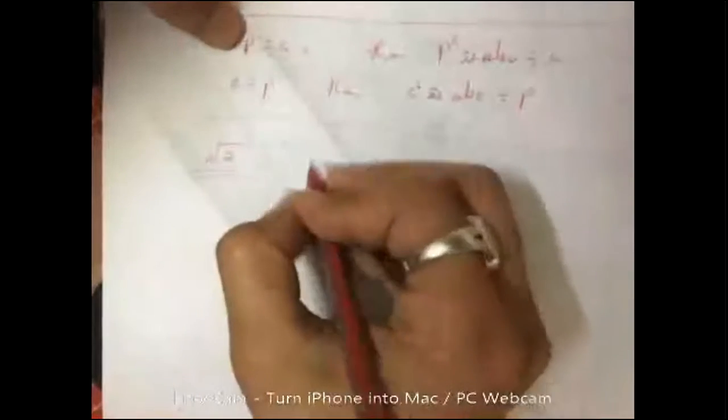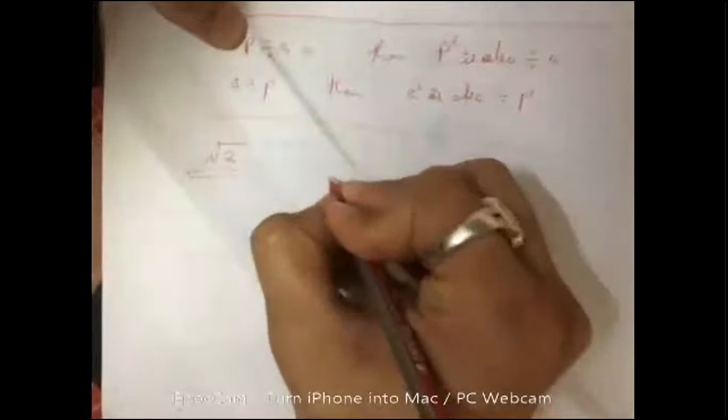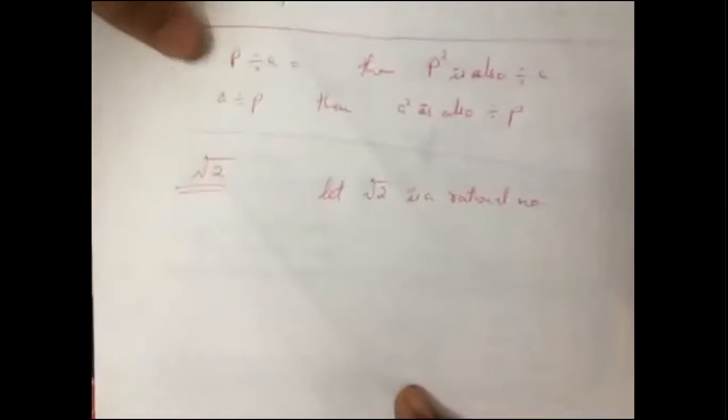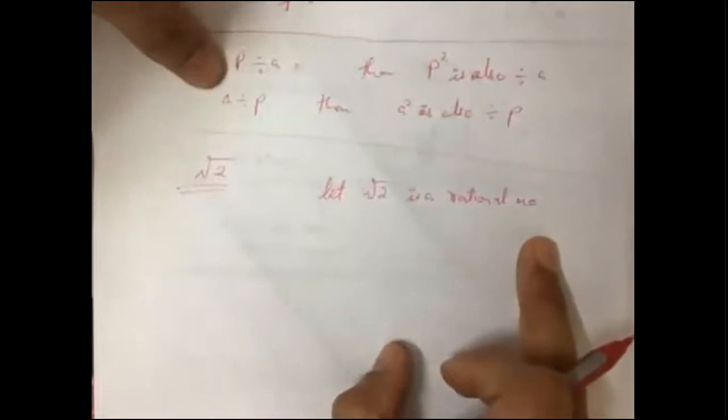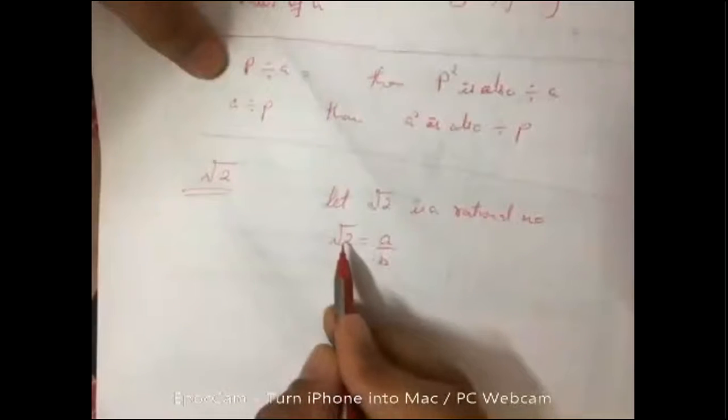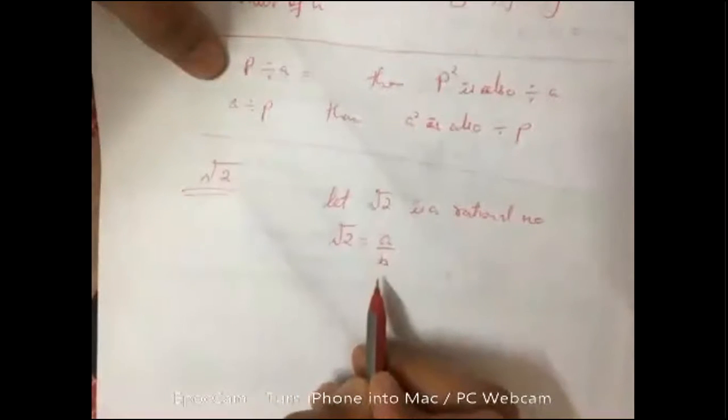First step, let under root 2 be a rational number. Vasu, please close your video. Otherwise, I have it again. First step is let under root 2 be a rational number. Then under root 2 will be equal to a by b. We have to write it, either you can write p by q or a by b, whatever you feel convenient. I'm writing it out. Under root 2 equals a by b.